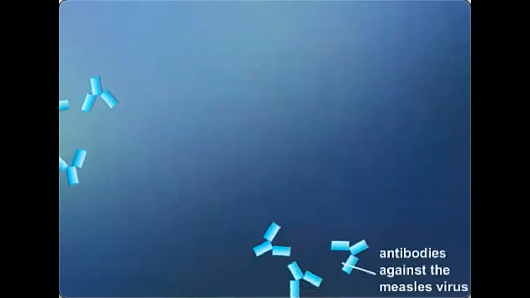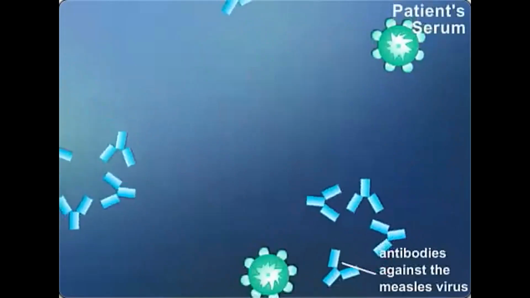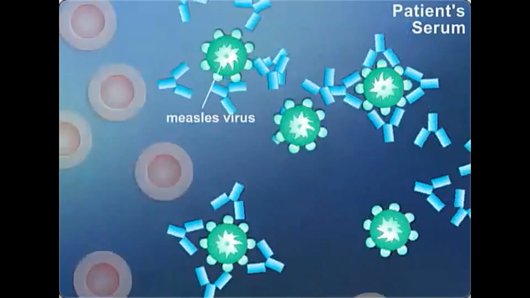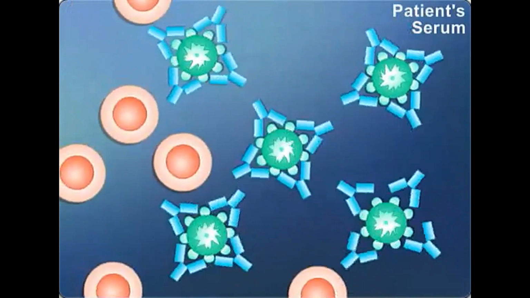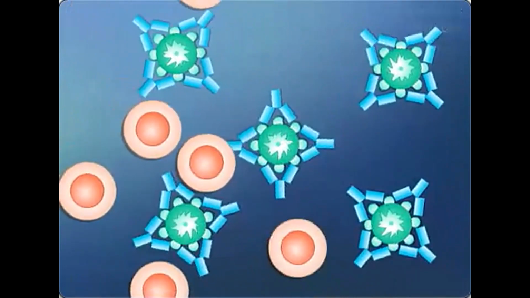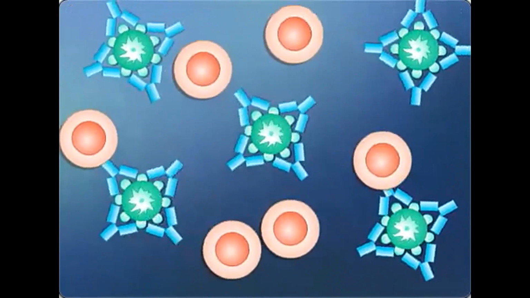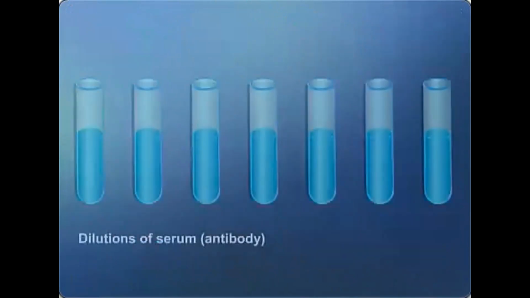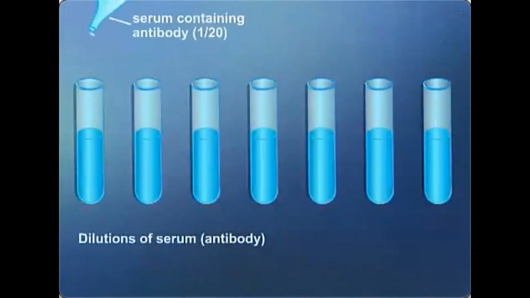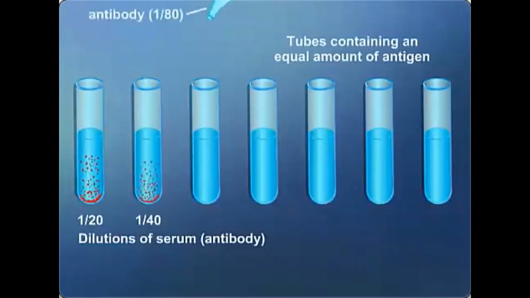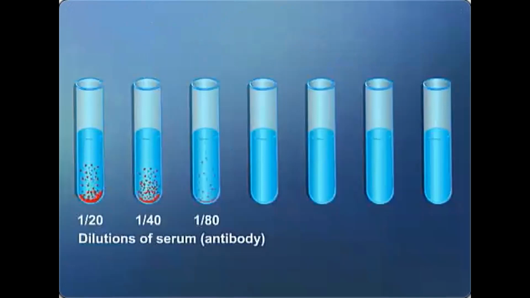If the patient has measles, the serum will contain antibodies against the measles virus. If the patient's serum is mixed with measles virus and red blood cells are added, hemagglutination will not occur. Antibodies reacting with the virus particles prevent reaction between the virus and the red blood cells. Agglutination tests can also be used to measure antibody titer. In the tube test, a specific amount of antigen is added to a series of tubes. Serial dilutions of serum containing antibody are then added to each tube.